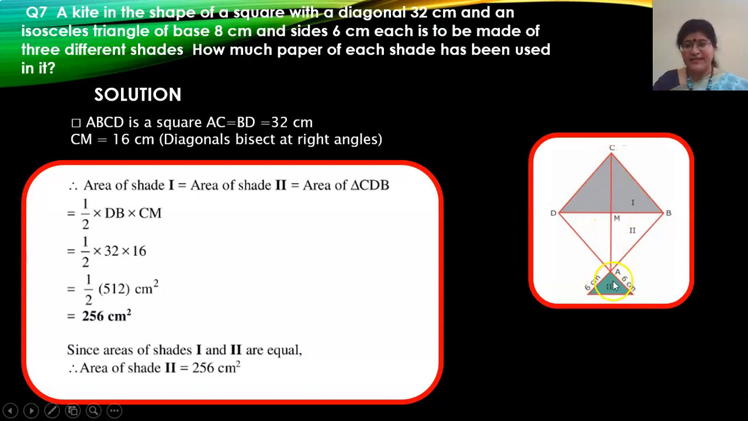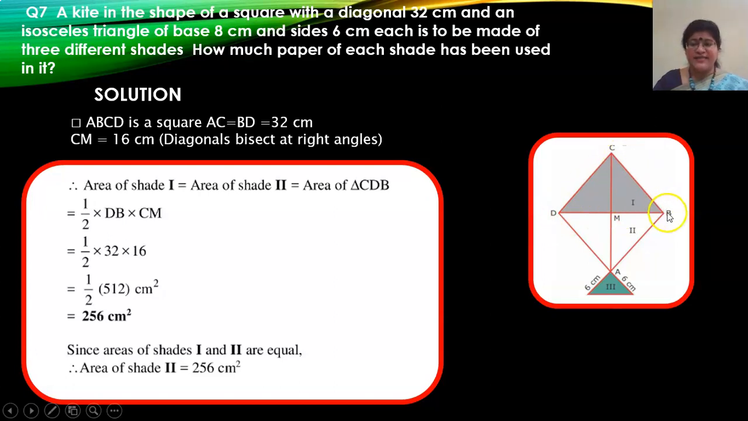It is mentioned that this quadrilateral ABCD is a square. No doubt this whole figure is a kite, but this quadrilateral itself is a square. So let us calculate first the area of this shaded region, that is area of triangle BCD. Now that this quadrilateral is a square, use the properties of a square. You are aware that in a square, the diagonals bisect each other at right angles. That means CM is perpendicular to BD.